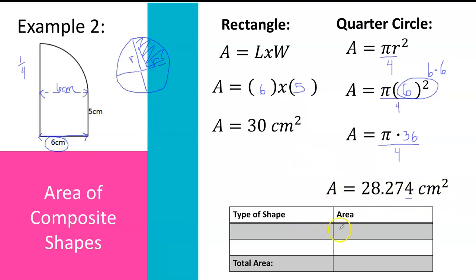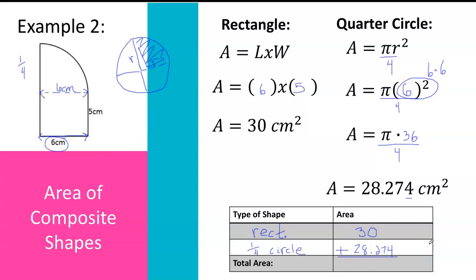Then from here, I'm going to go ahead and fill in my table. The first shape that we found the area for was the rectangle, and I'm just going to abbreviate it to save time. And the area of the rectangle was 30 square centimeters. And then for the quarter circle, I'm just going to record this as a fourth of a circle. It takes me a while to write with this pen, and I don't want to take up a lot of your time. So fourth of a circle is the type of shape, and then the area of the fourth of a circle was 28.274, and then we add these two together to find the total surface area.